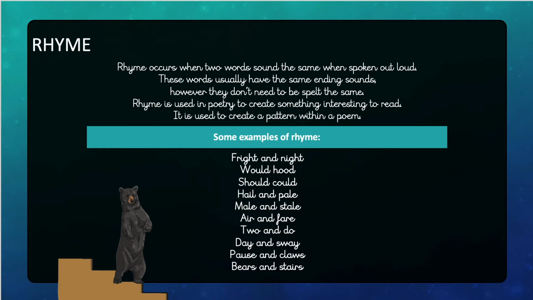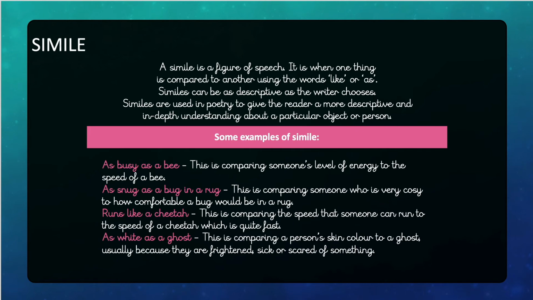And of course, when we first learn poetry, rhyme seems to be the one poetic device that sticks in our minds. But you don't always have to rhyme in poetry, it's just one feature amongst many. Simile, a figure of speech. Figurative language, when one thing is compared to another using the word like or as a. Similes can be as descriptive as the writer chooses. They're used in poetry to give the reader a more descriptive and in-depth understanding about a particular object or person. Examples below: as busy as a bee, snug as a bug in a rug, runs like a cheetah, as white as a ghost.